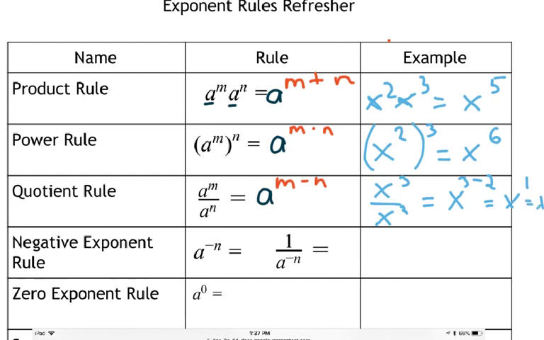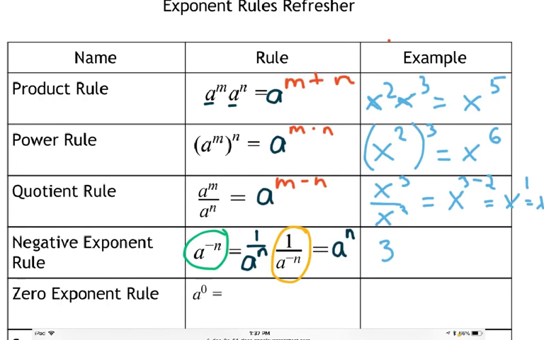Next rule is the negative exponent rule, and we don't like negative exponents. In the first case, a to the power of negative n is in the numerator, so we can switch it to the denominator, making the exponent positive. In the second case, a to the power of negative n is in the denominator, so I can make it positive by switching it into the numerator, and therefore the power becomes positive.